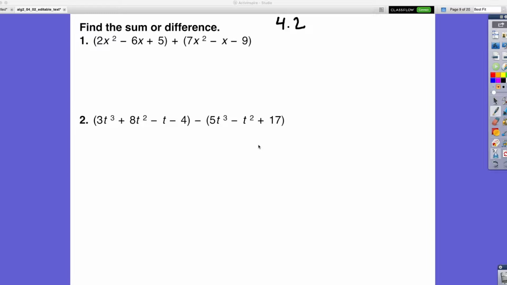Section 4.2 with adding, subtracting, and multiplying polynomials. And I am on page 166 in your textbook if you would like to follow along. Okay, super easy with adding. It's just collecting like terms.